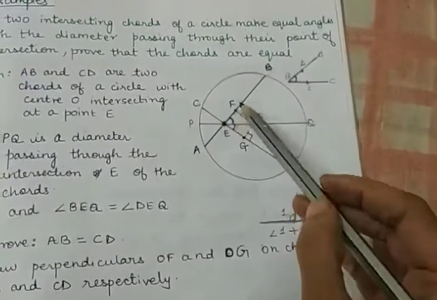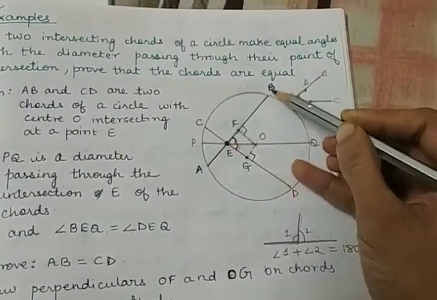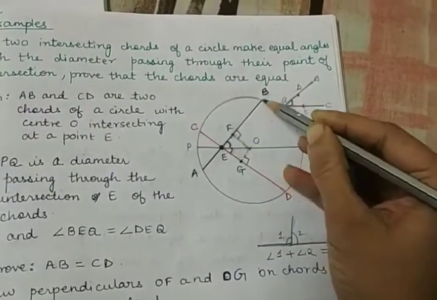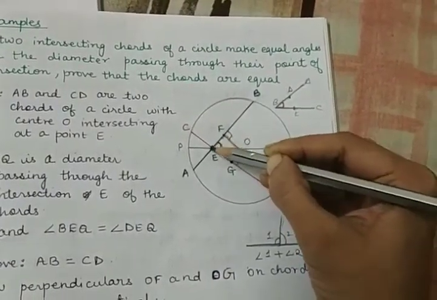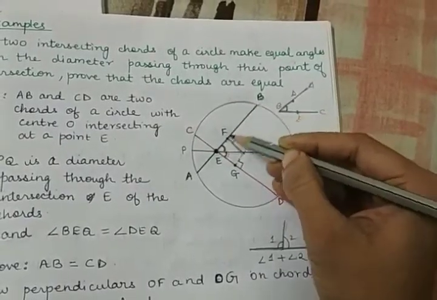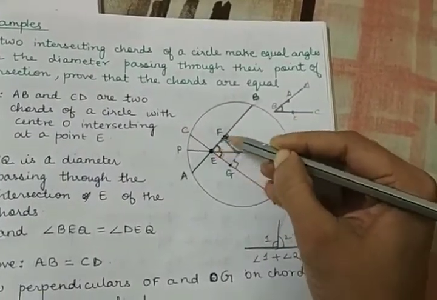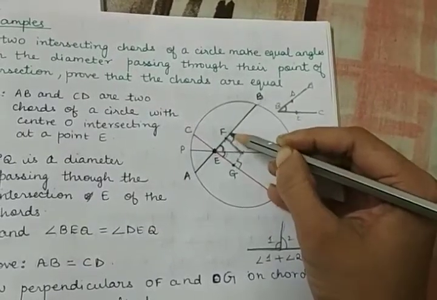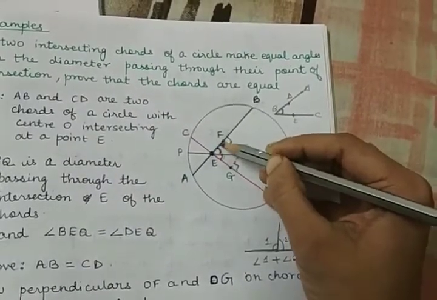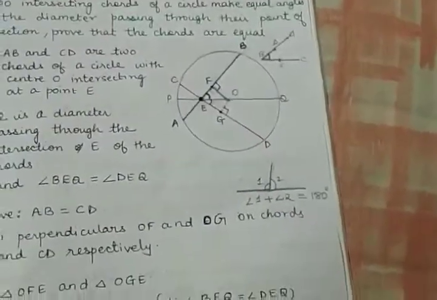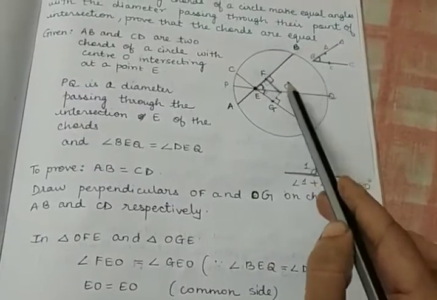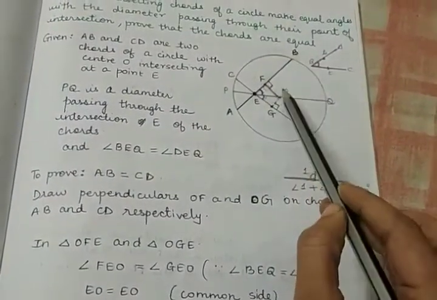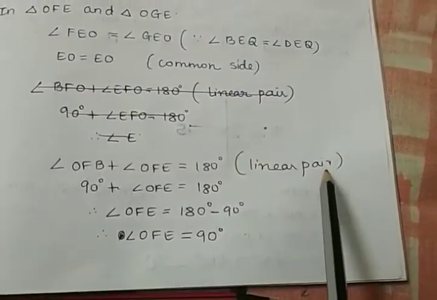Okay, so with that same thing, if you take this line segment, then this angle plus this angle gives you a straight line, correct? This angle plus this angle gives you this straight line. So this angle plus this angle should be equal to 180 degrees, correct? So angle OFB and angle OFE is equal to 180 degrees because they form a linear pair.